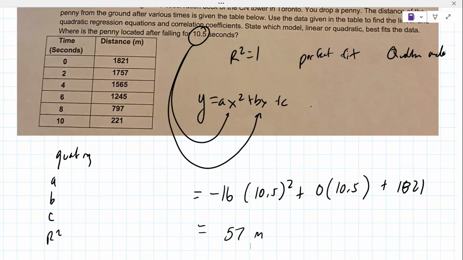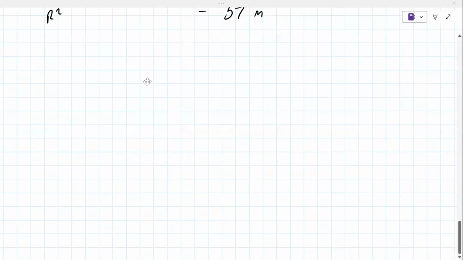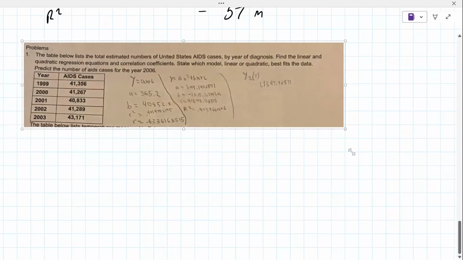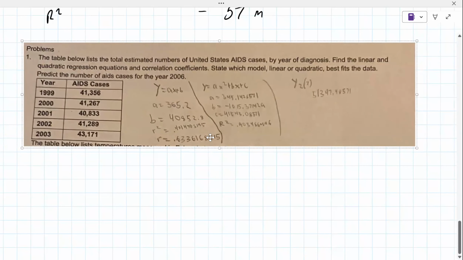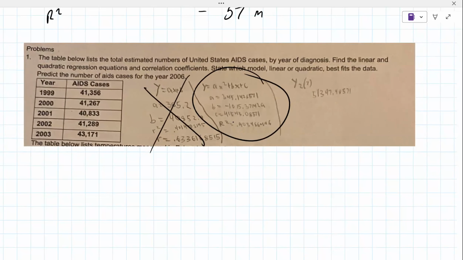In number one, you don't need to write down all the A's, B's, and C's until you know which model you're using. This is great, but you don't need all this until you know which R squared you're using. It looks like this one is a quadratic. You don't need to put all this stuff down until you're set. That's just kind of unnecessary work being shown.